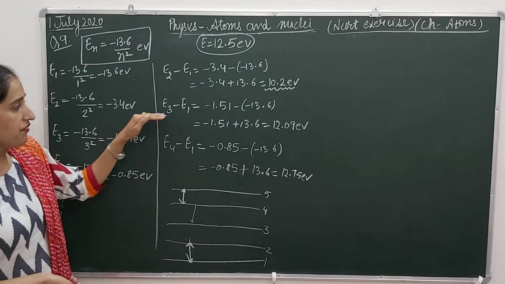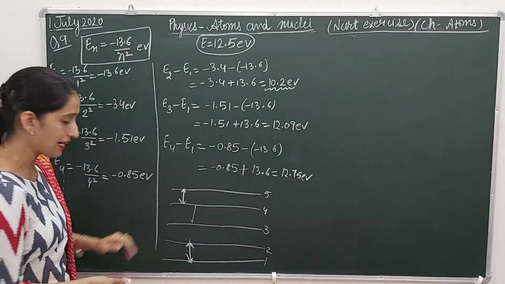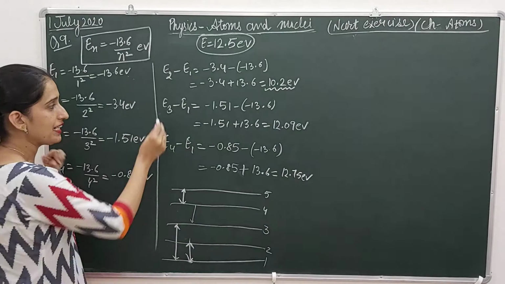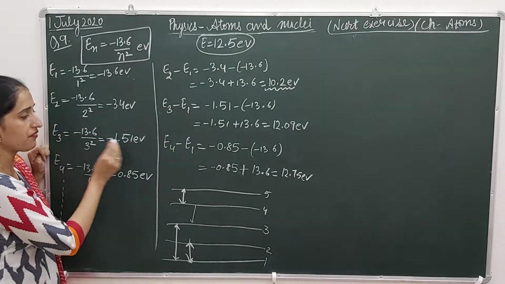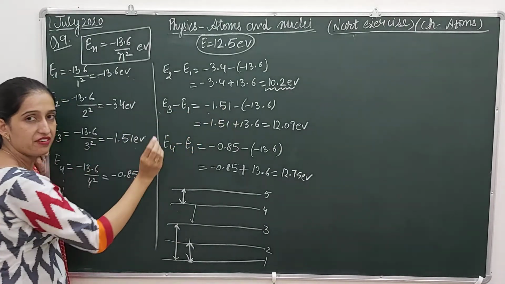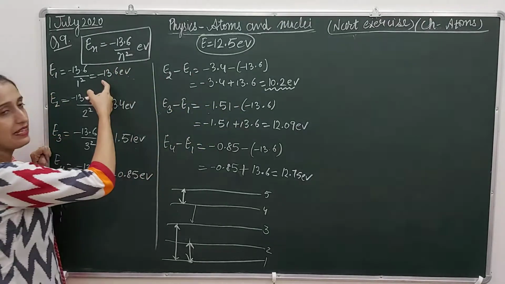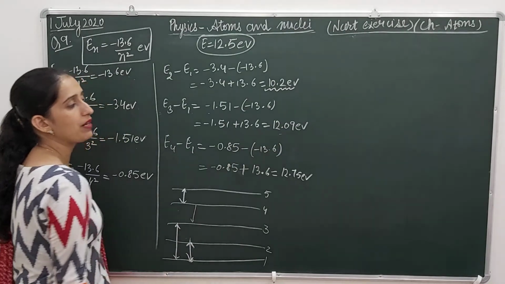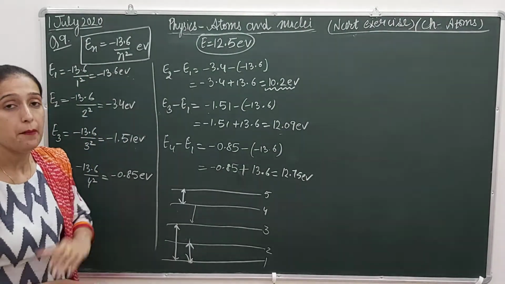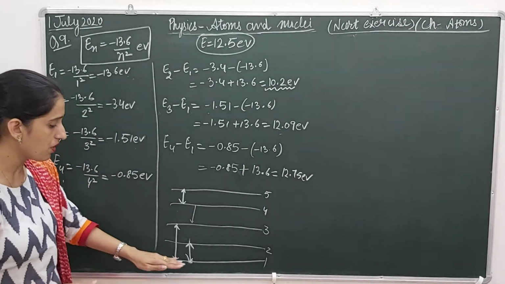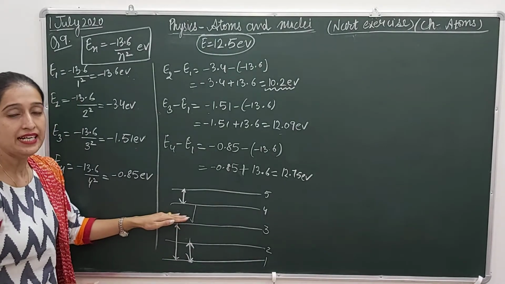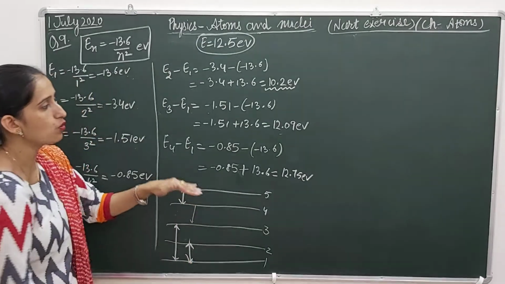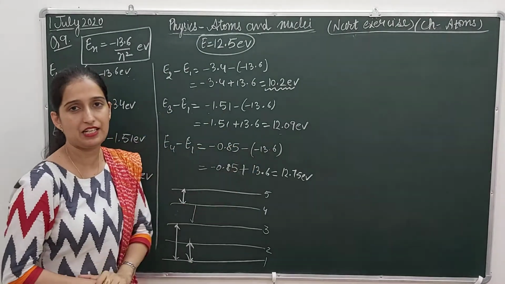Okay. If it wants to jump from the first to the third level, then it should have this much energy difference. So E3 minus E1. E3 we know is minus 1.51, minus of E1 is 13.6. This gap will give the energy 12.09 electron volt. Means if an electron wants to jump from the first to the third level, it should have this much energy, the gap of these two levels, that is 12.09 electron volt.